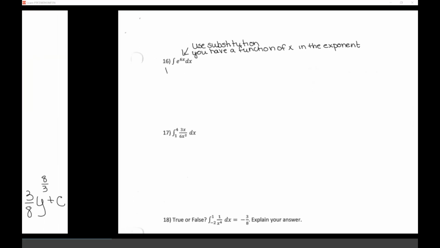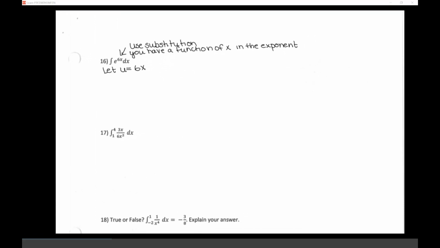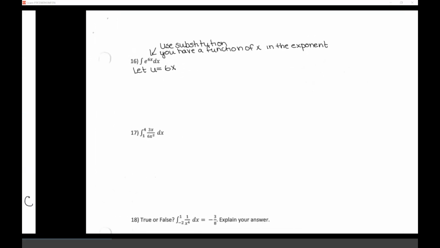You're going to let u be 6x. First you choose what your u is, and then I have to match everything else in the integral. I'm going to start by doing du/dx. That's 6. I want to match a dx, so I'm just going to get the dx over there.